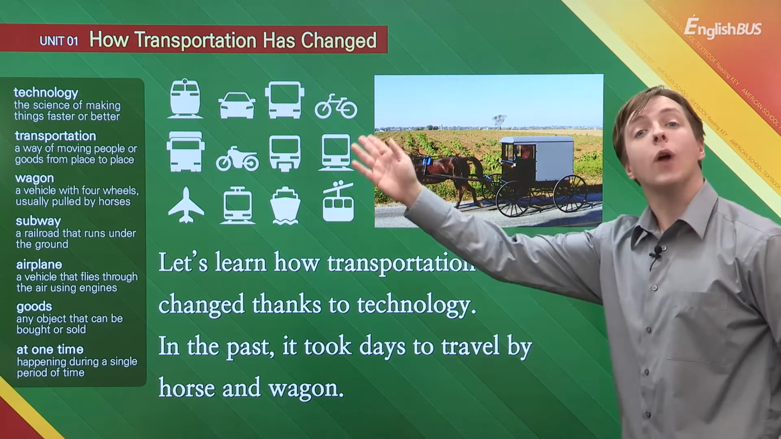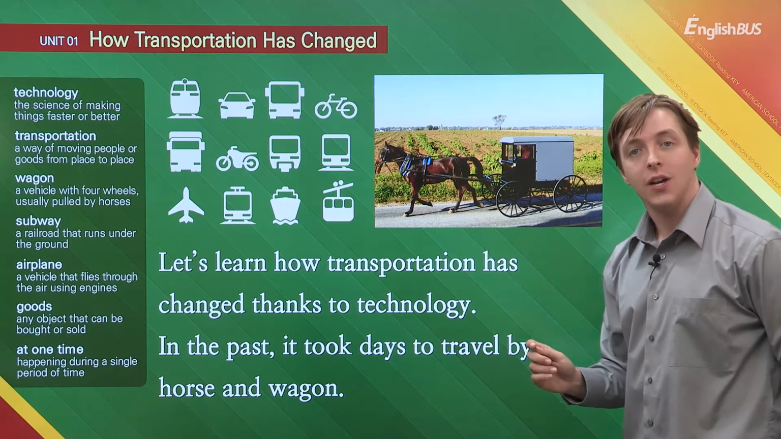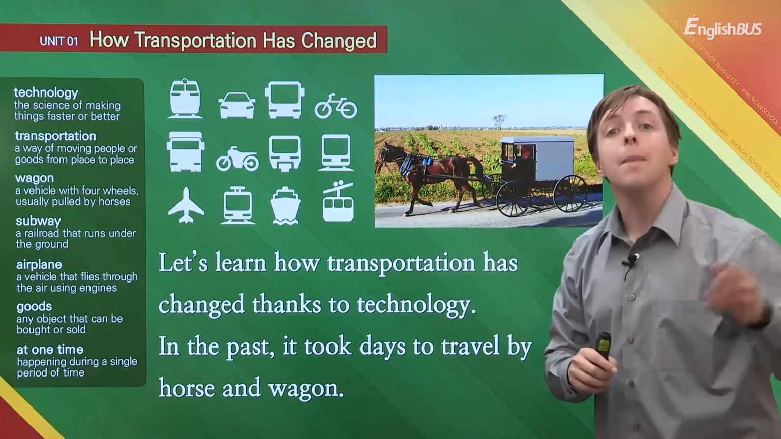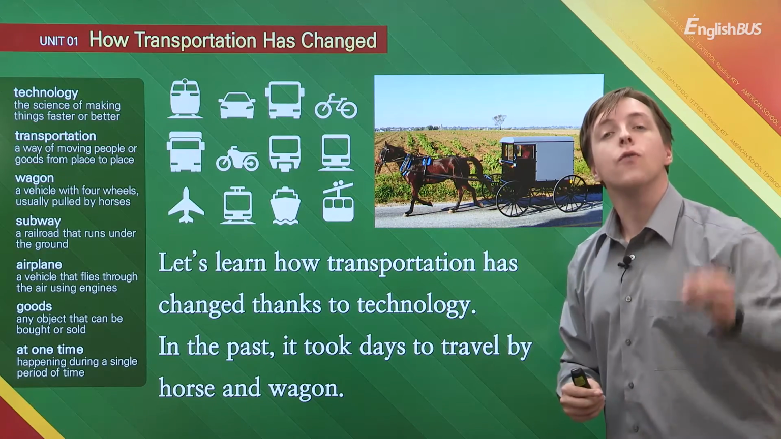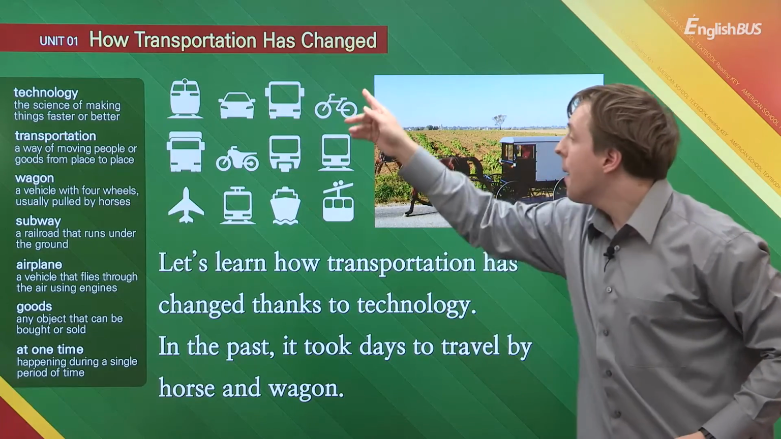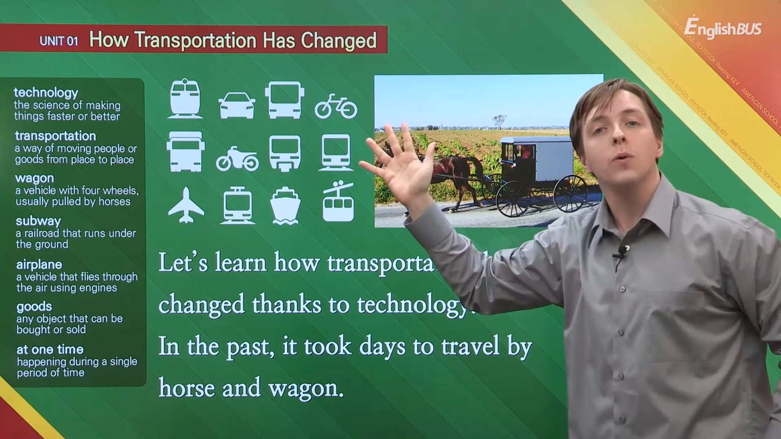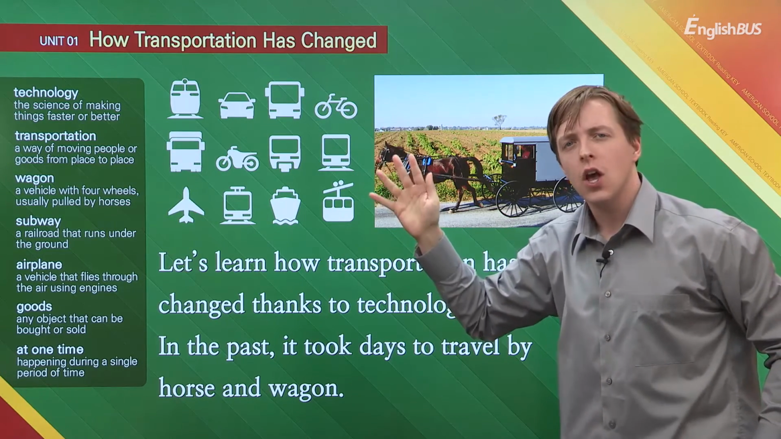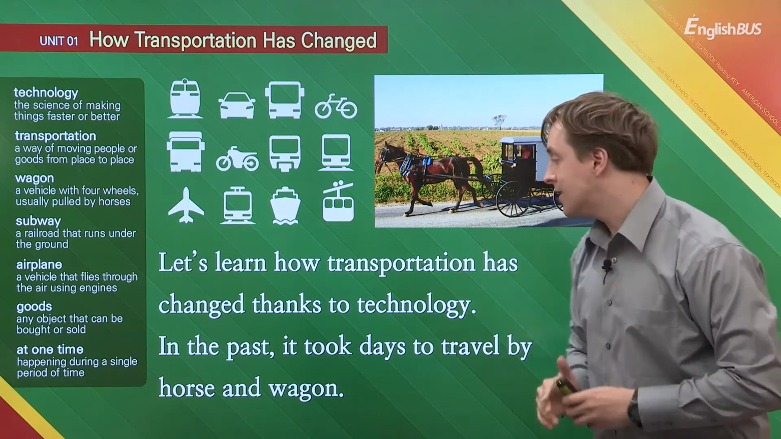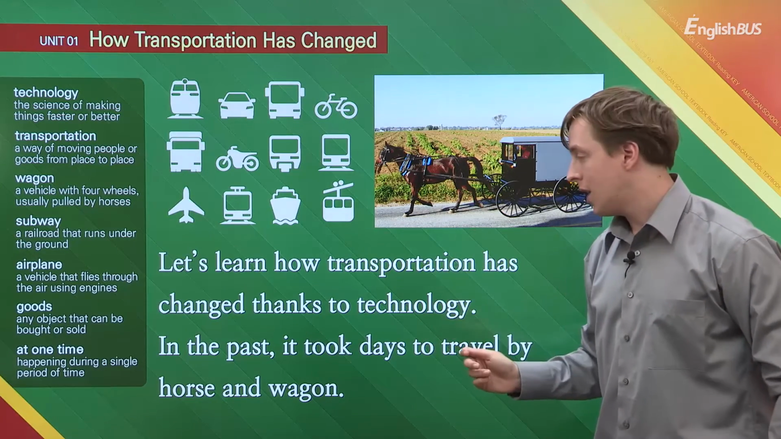Let's learn how transportation has changed thanks to technology. Remember that transportation is a way of moving people and things from one place to another. We could use cars, bicycles, motorcycles. All of these are different modes of transportation. So how has transportation changed? How is it different thanks to technology, because of technology?